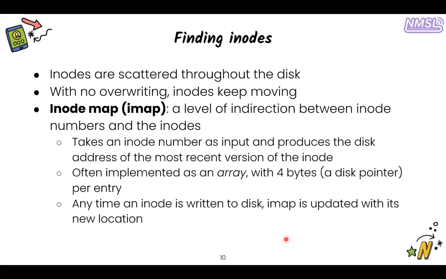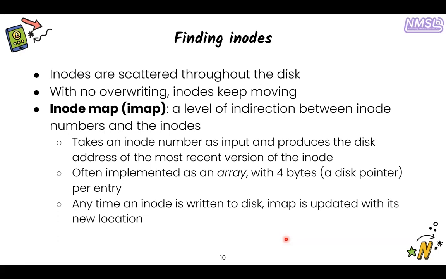One of the challenges here could be actually finding an inode. The reason is that inodes are now scattered throughout the disk. It's not in a fixed location because there's no overwriting. So the inodes might keep moving around, right? This is dynamic, so we need a way to keep track of where inodes are. For that, we use something called the IMAP.